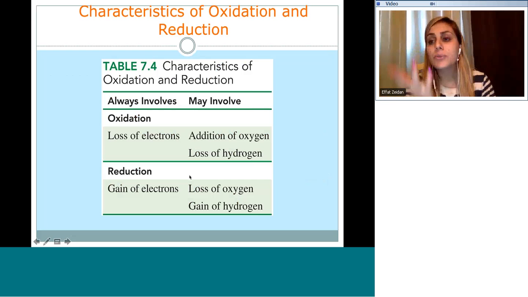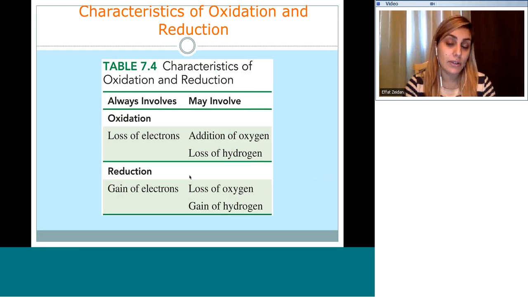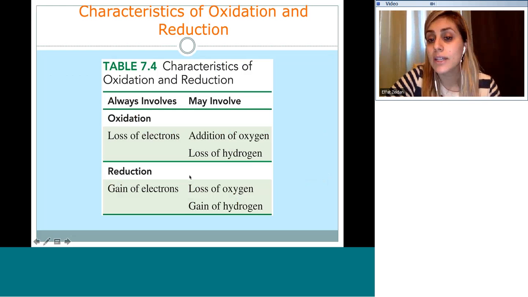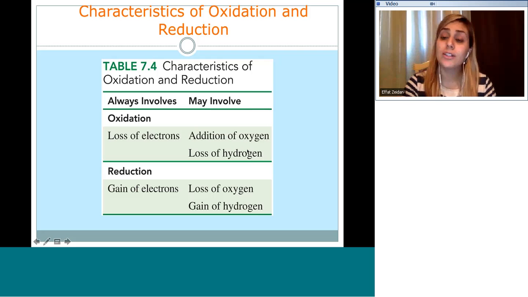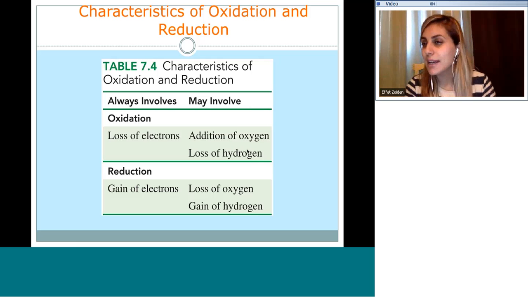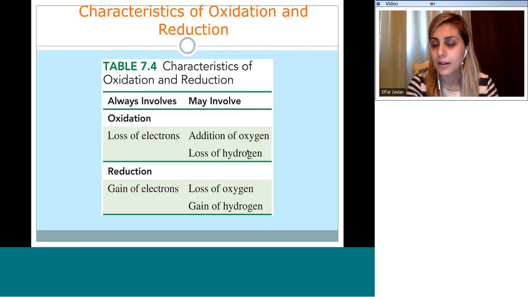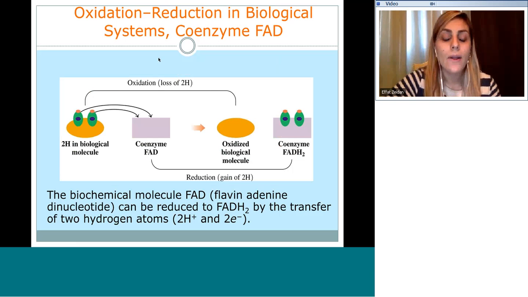So the characteristics of oxidation and reduction: oxidation is the loss of electrons, reduction is the gain of electrons. An oxidation may involve the addition of oxygen or the loss of hydrogen. So if we have an addition of oxygen to the element or the compound, we say that it has been oxidized, or it has undergone an oxidation reaction. If we lose a hydrogen, in other words, just like losing an electron, it can also be an oxidation. A gain of an electron is the opposite. It's the loss of oxygen and gain of hydrogen, and we will see examples.